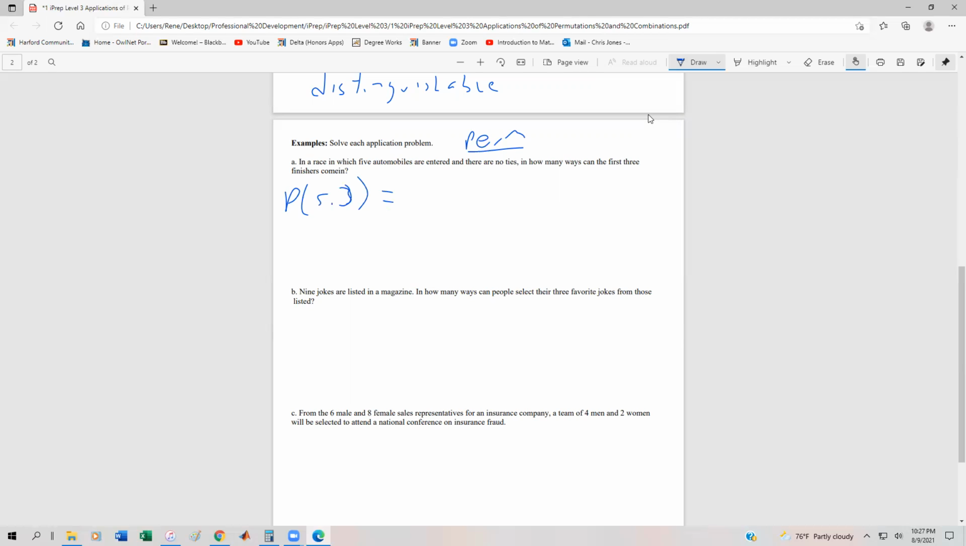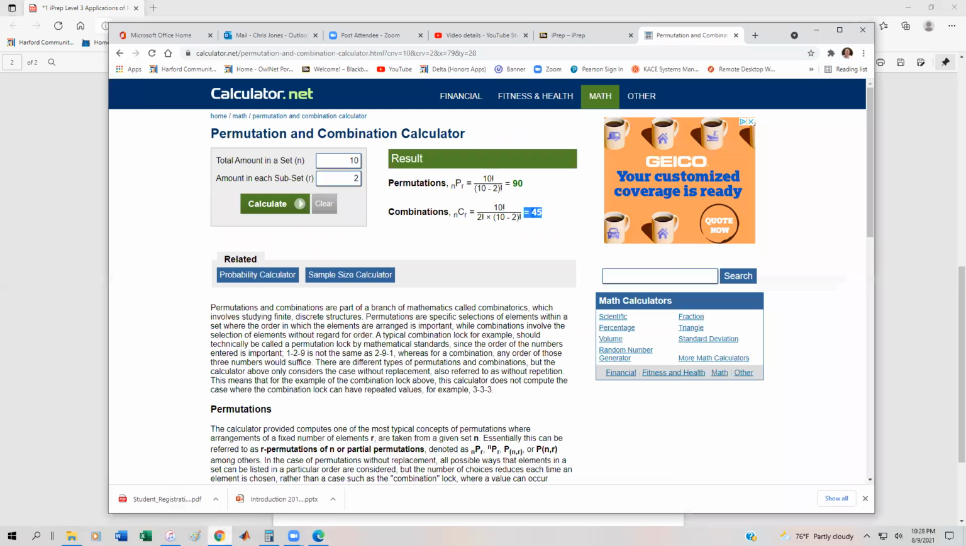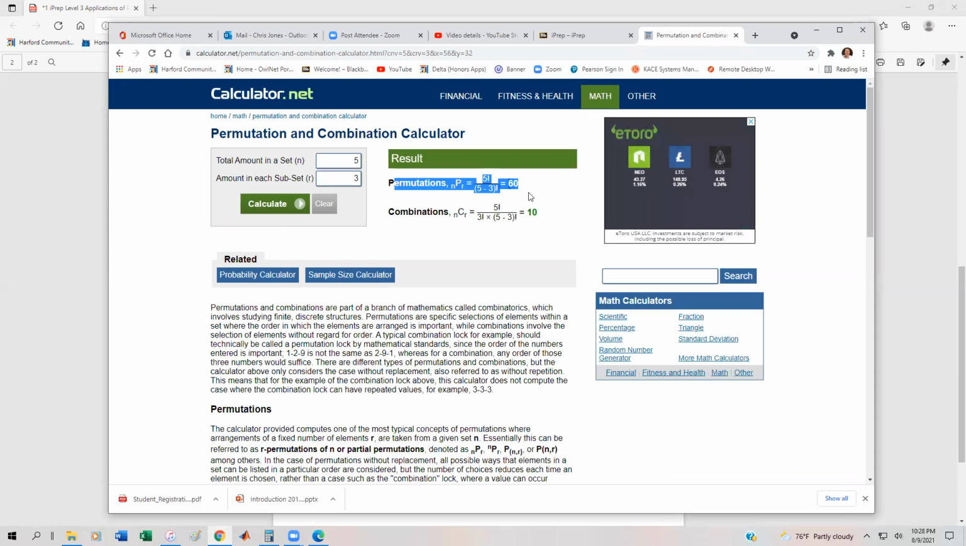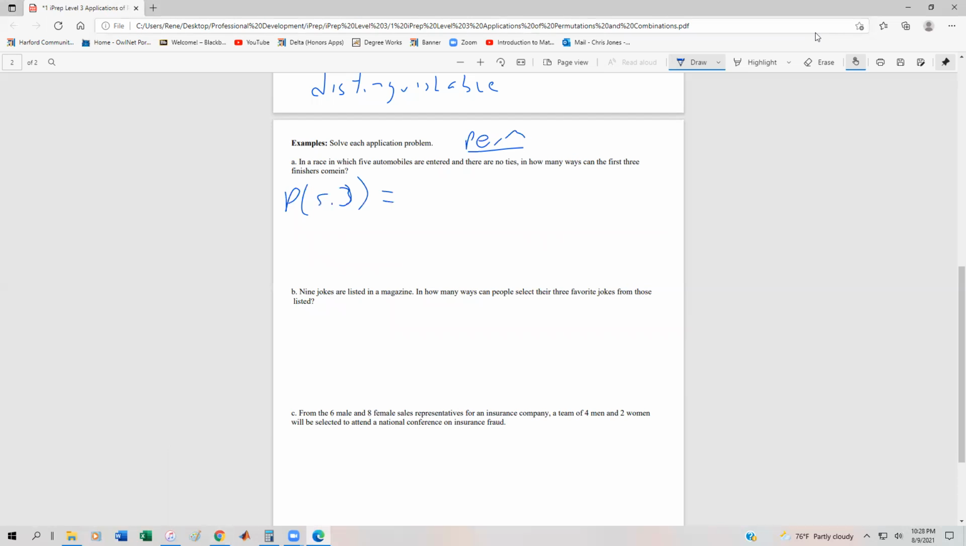And so to be able to complete this, we can just go ahead and use a calculator like this. So we have 5 combination 3. We're going to calculate it. All right, and it's permutations. So there are 60 different ways that the first 3 finishers can come in. All right, so 60 ways.